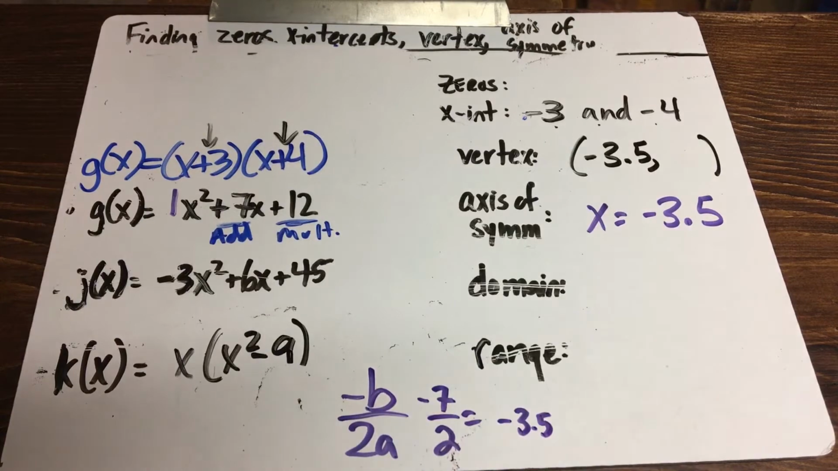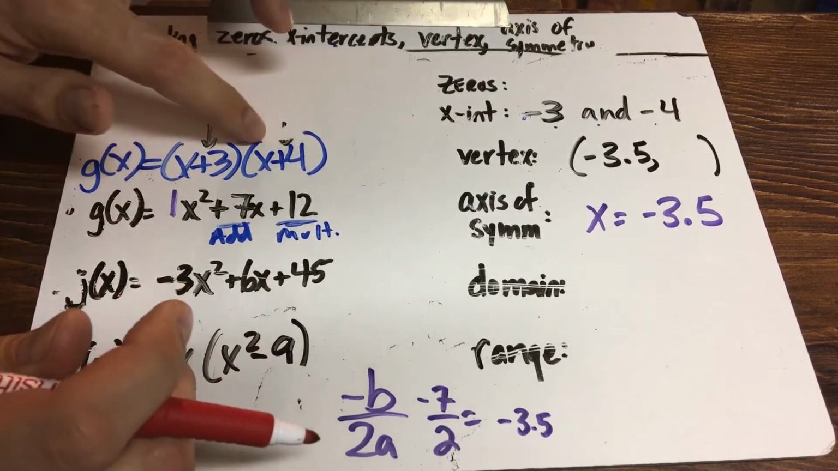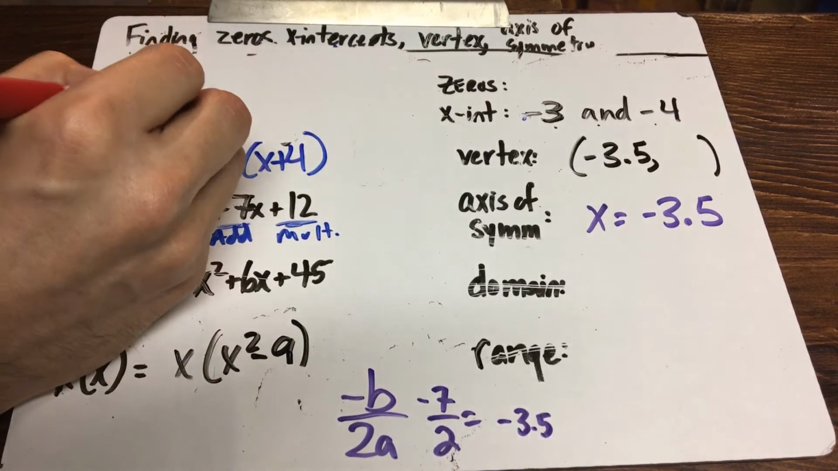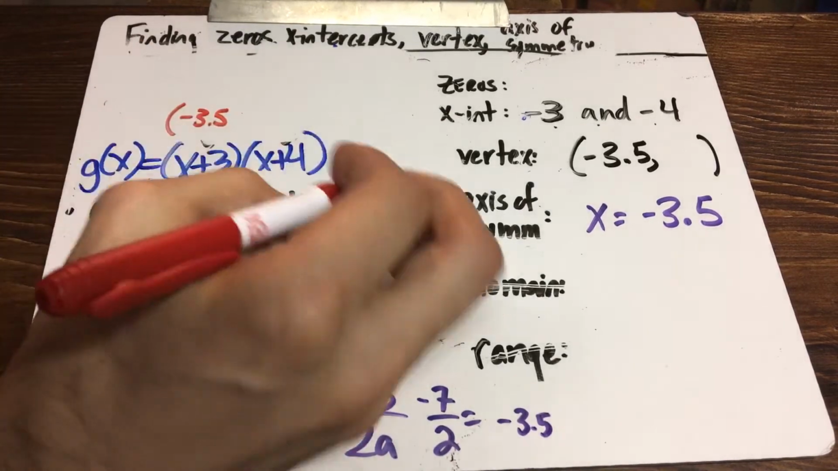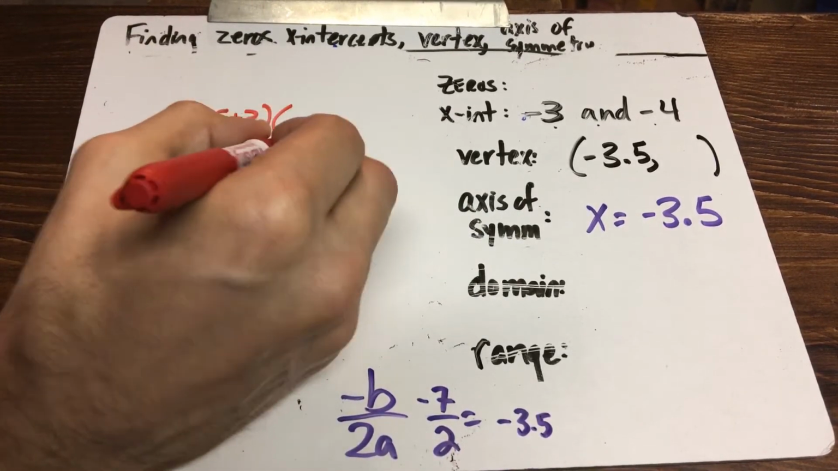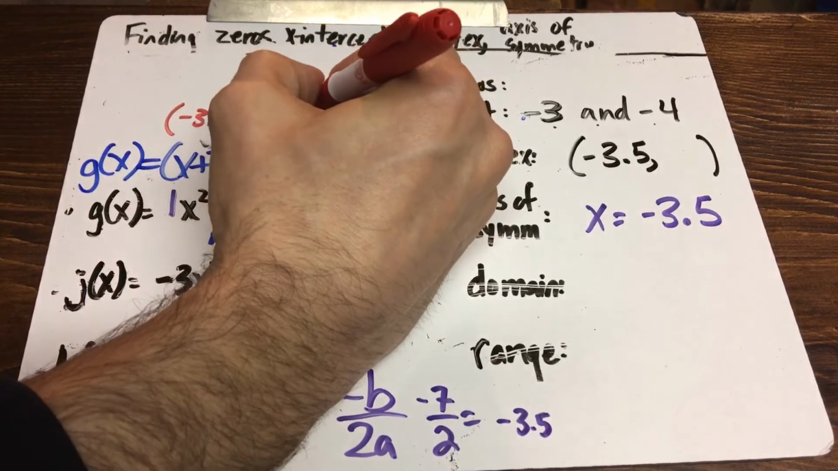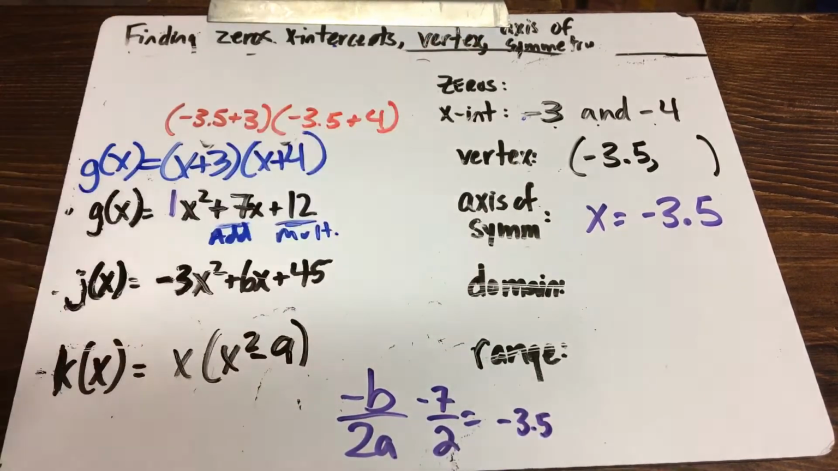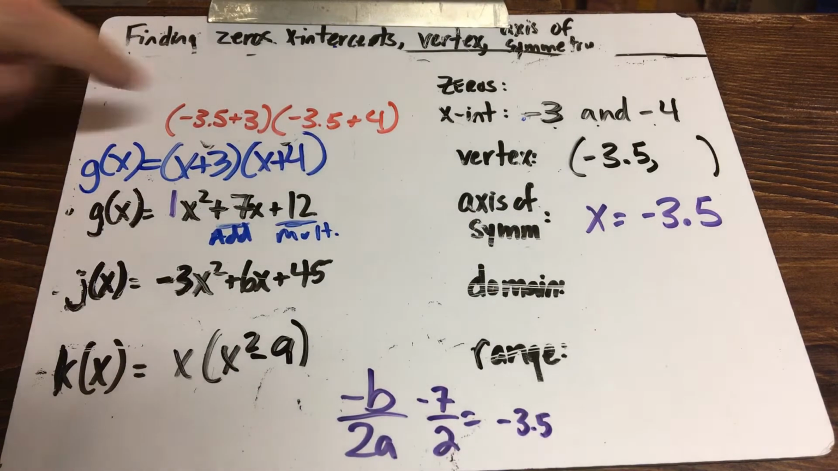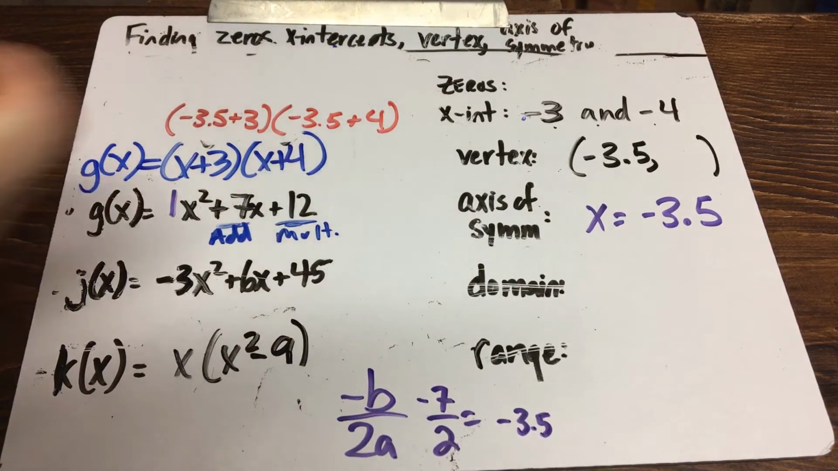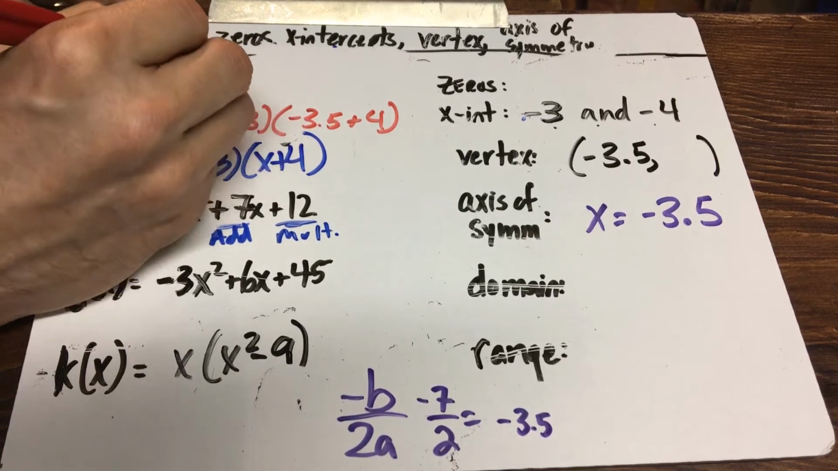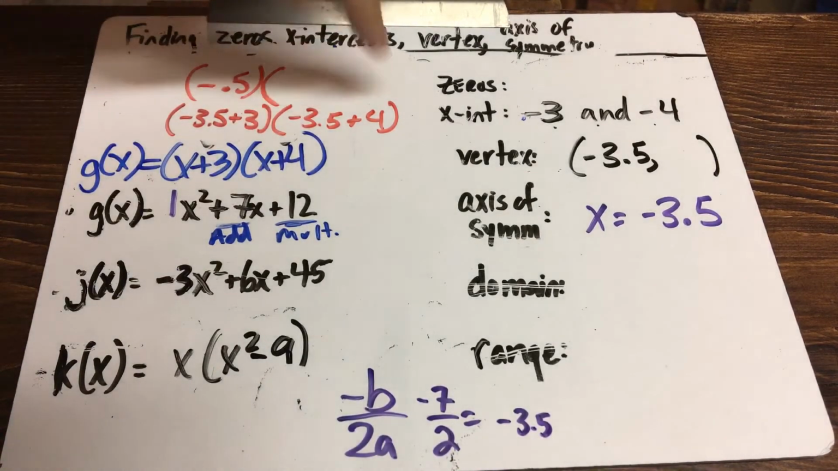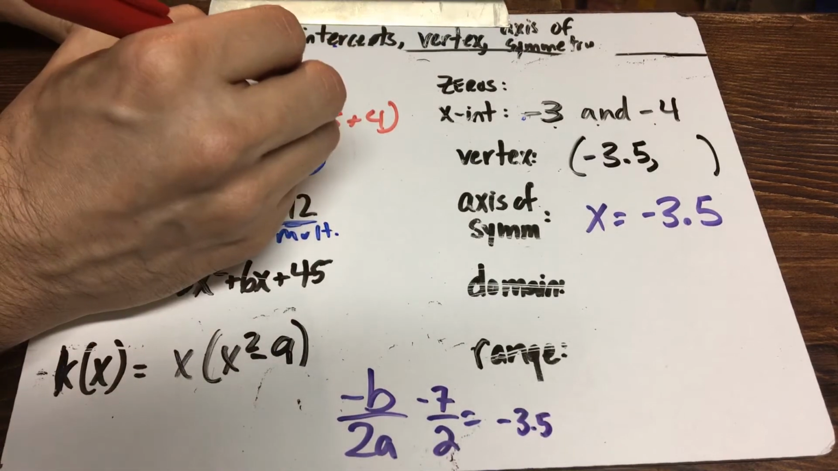And if I want to find the y-coordinate, I would just take negative 3.5 and substitute it in our parentheses, or right here, substitute it in for the spot of the x. So if I do substitute it in here, this would say negative 3.5 plus 3, and in the second parentheses, it would say negative 3.5 plus 4. Right? And I can solve that. Negative 3.5 plus 3, isn't that negative 0.5? And isn't this second one negative 3.5 plus 4? Isn't that positive 0.5? I think.